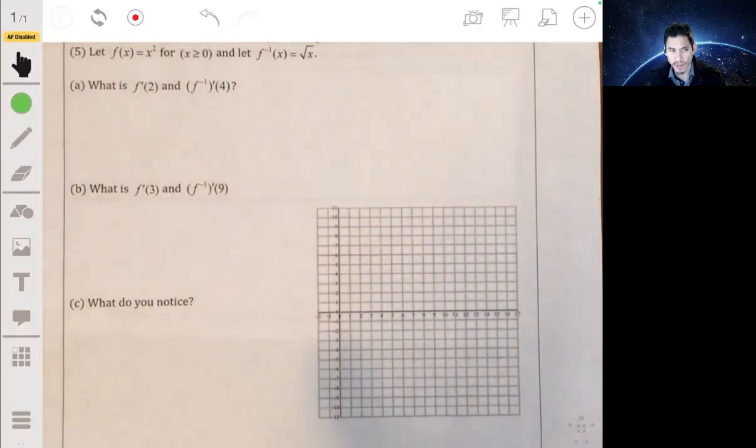Okay, so now in the next part of this lesson, we're going to look into how the graphs of the inverse function and the function, or the graph of f and f inverse, are related to one another. In other words, we want to look at how the rates of change of the graphs are related to each other, or how the slopes of the graphs are related to one another, or in other words, how the derivatives of the graphs are related to one another.